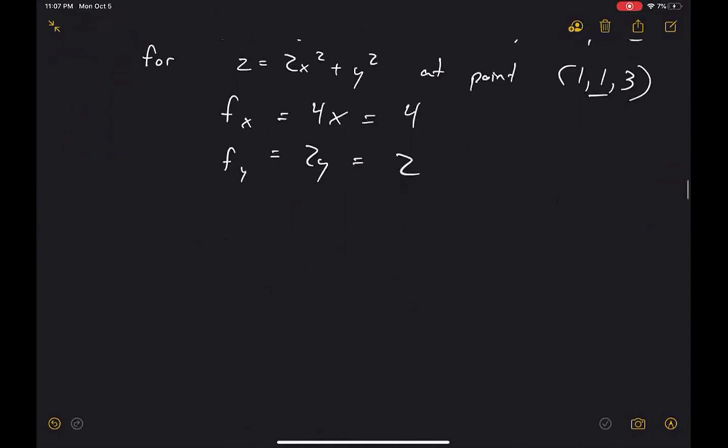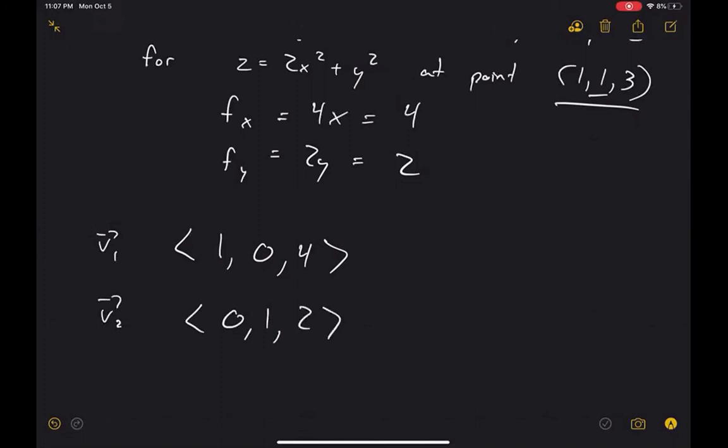So that means my tangent vectors should be like 1, 0, 4, meaning at this point, if I move 1 unit in the x direction, I'm going to be moving up by 4 units in the z direction, roughly. We'll call that V1. And then V2, what would that vector be? Well, we could do 0, 1, 2. That means if I move 1 unit in the y direction, I'd be moving up 2 units in the z direction. So these are my 2 vectors.